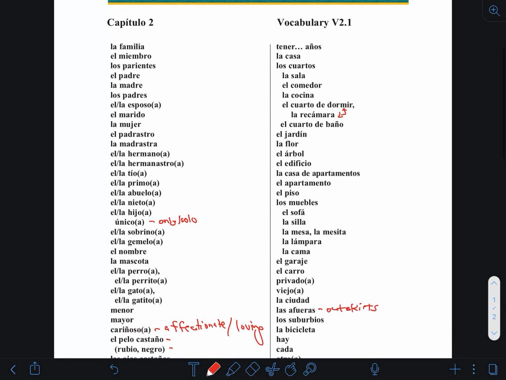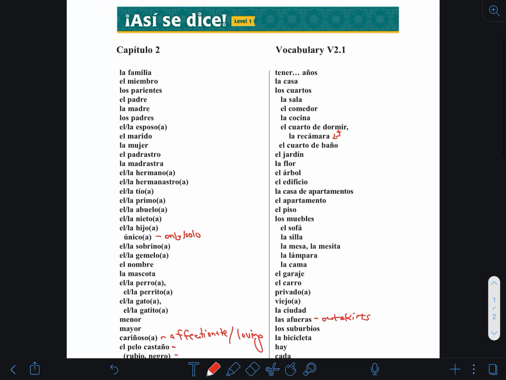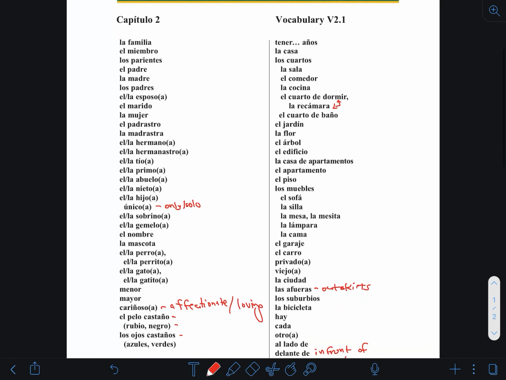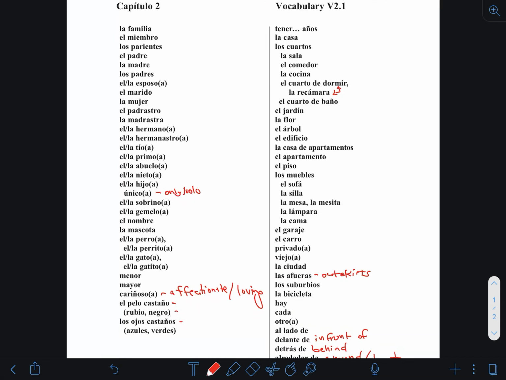Told you I'd do this, so here we go. La familia is the family. El miembro is a member. Los parientes is family members. You just want to make sure that you don't think it's parents, okay?